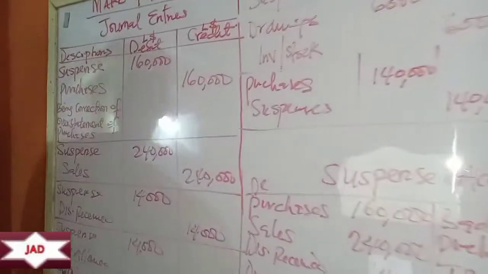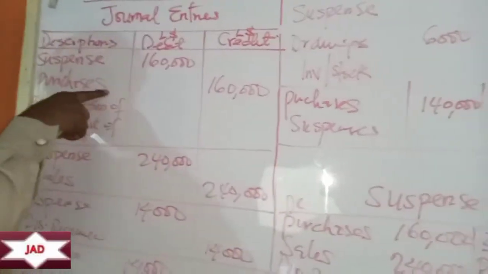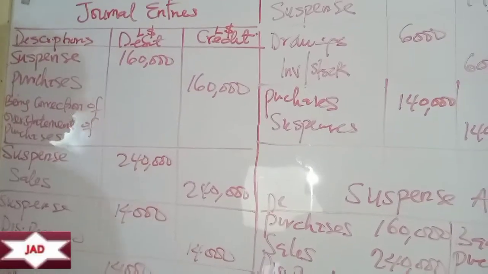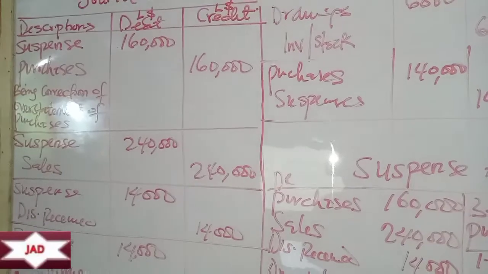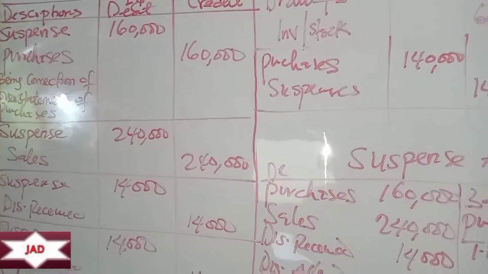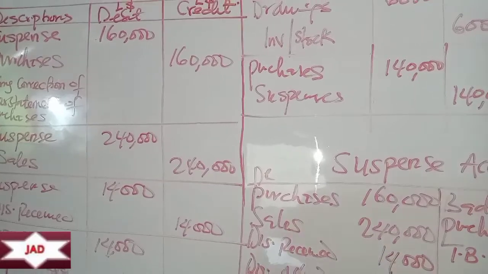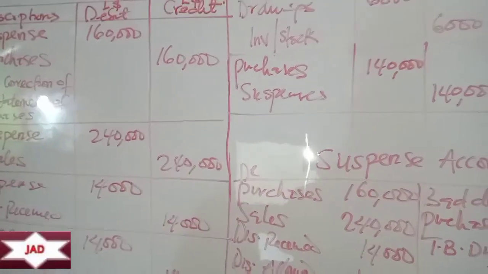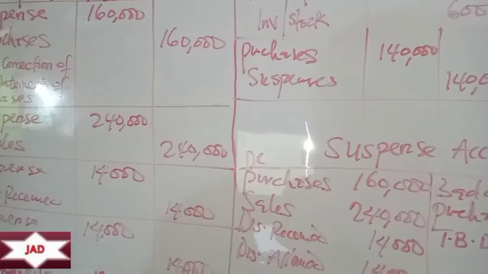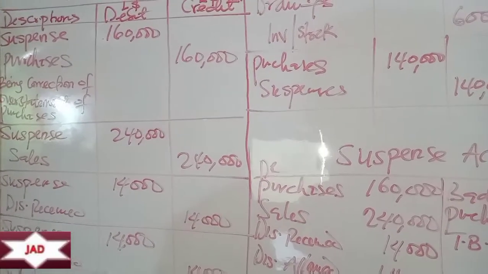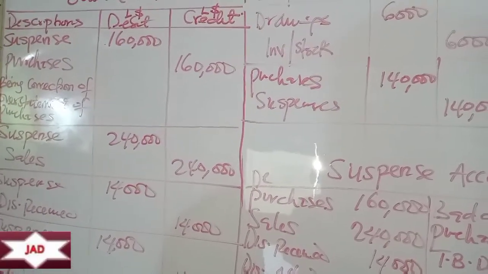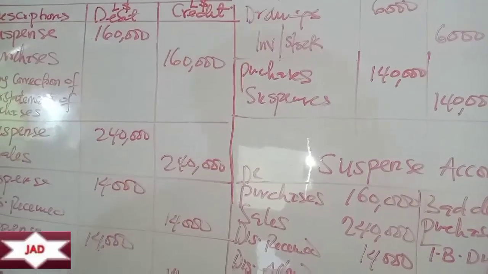So let's go to the journals. The first one here, we have purchases affected. Okay? So what did the error say? The purchase day book total of 160,000 has been posted to the ledger as 320,000. That means they have overstated purchases. So if you overstate purchases, you overstate costs. If you overstate costs, it means you understate the profit.